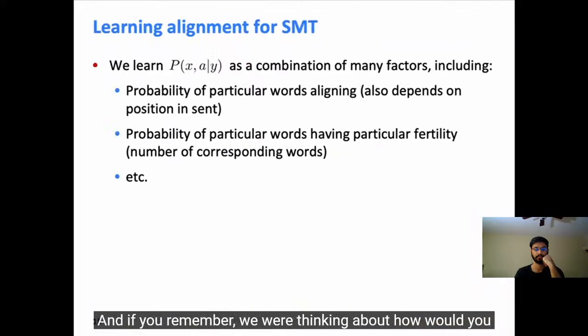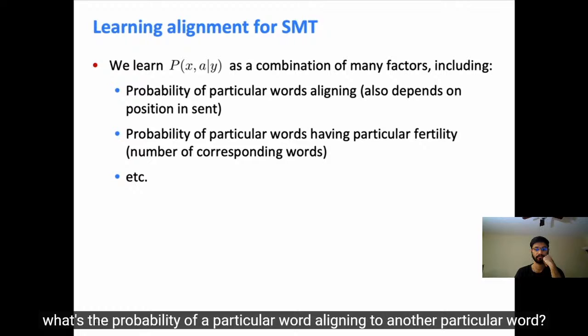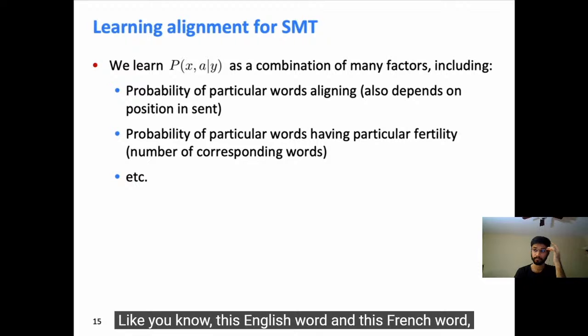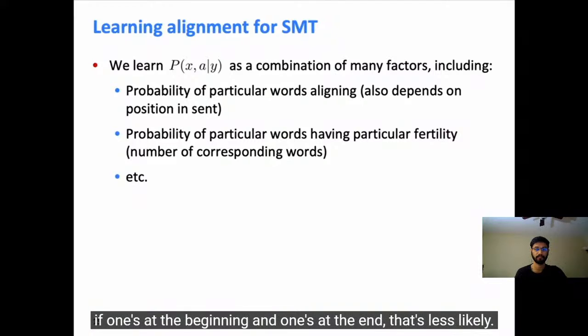And if you remember, we were thinking about how would you learn this probability distribution of what the alignment is in order to do statistical machine translation. So the idea is that you learn probability of x and a given y as a combination of many factors or many features. So you consider, for example, what's the probability of a particular word aligning to another particular word? Like, this English word and this French word, how often do they align? But then this also depends on, for example, what's their position in the sentence. Like, if they both appear near the end of the sentences, then it's more likely that they align, whereas if one's at the beginning and one's at the end, that's less likely.